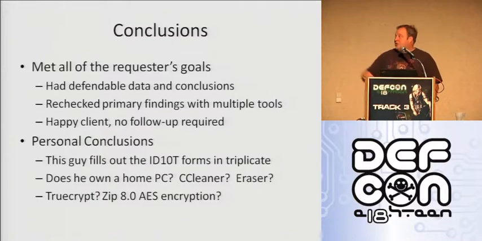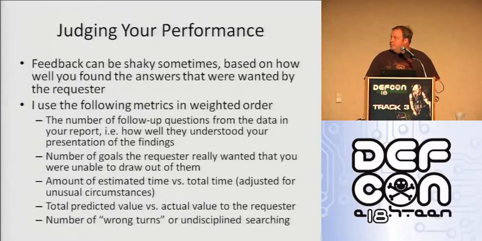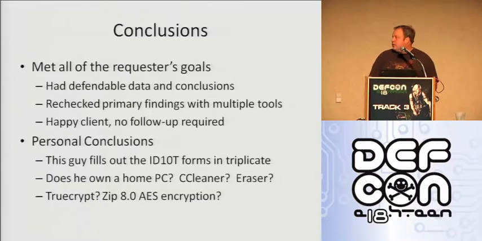So here were my personal conclusions from the case. This guy really does fill out his ID-10-T forms in triplicate. I mean, it was amazing, right? It was just amazing that there was just so much information about what he was going to do and how he was going to sell it and who he was going to sell it to and how he was going to take these contracts. And I'm surprised they just didn't walk by and actually catch him. But he doesn't even own a home PC, because that's where that stuff should have been. And, of course, Eraser and CCleaner and TrueCrypt and all those good things. So that was interesting, right? I think I covered all of that.